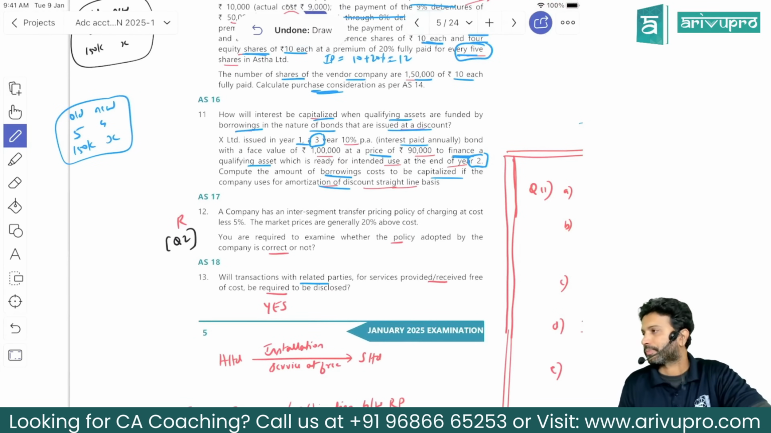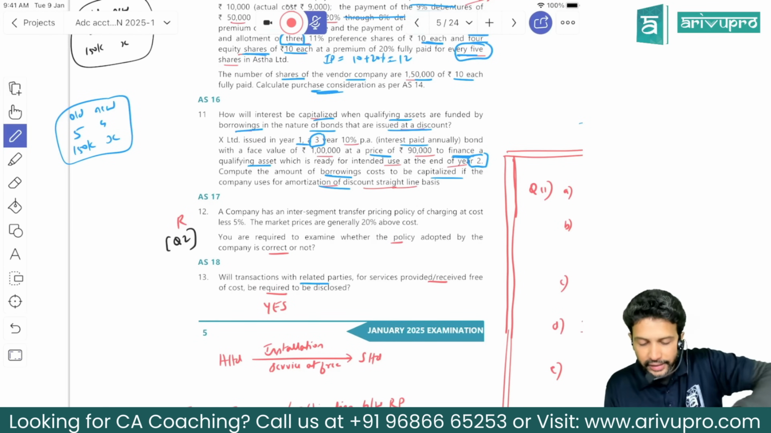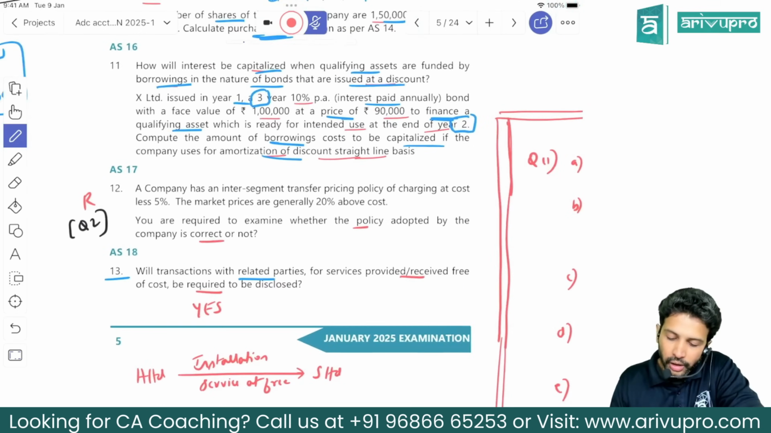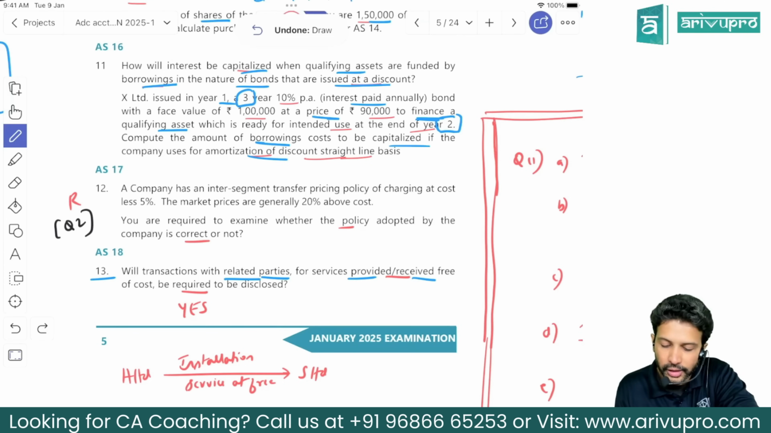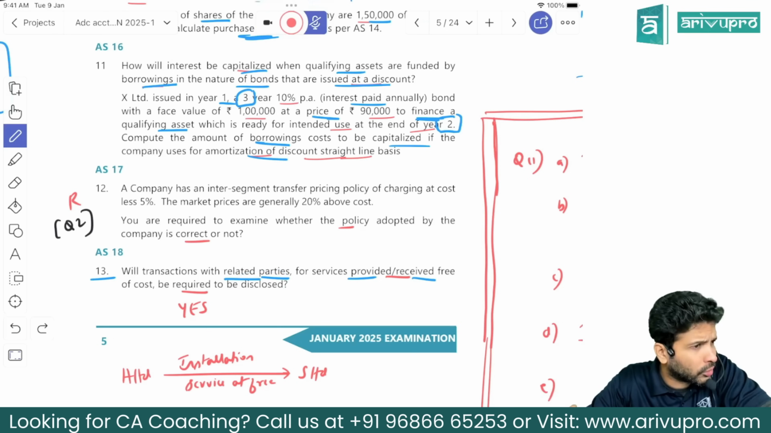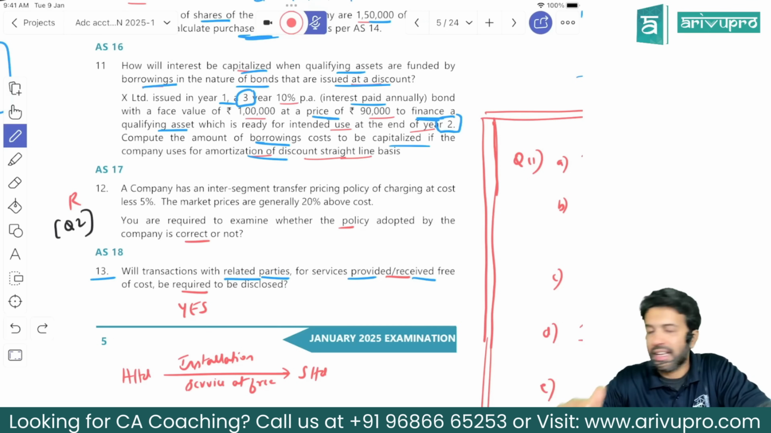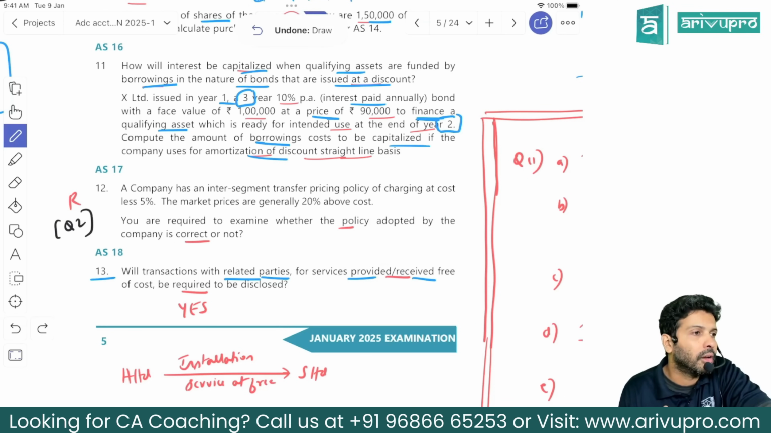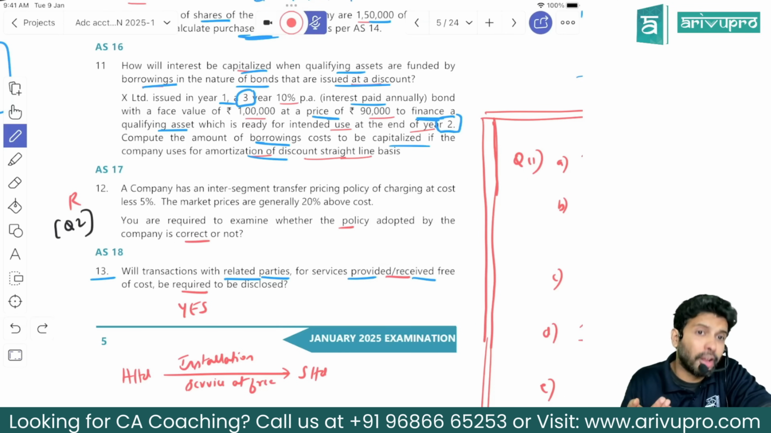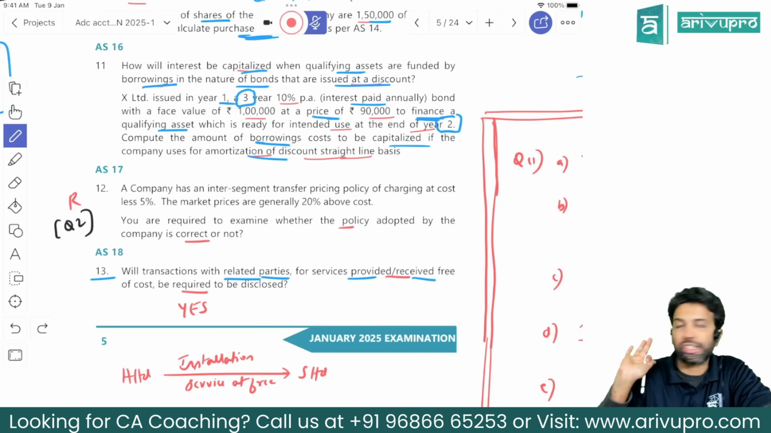AS18 I'll do now, that is question number 13. Will transactions with related parties for services provided or received at free of cost be required to be disclosed? Normally, for related party transactions, do we have to disclose? Yes. But they are saying this particular related party transaction happened at free of cost. We gave the service not by charging money, we gave it at free of cost. Still, should you disclose? This is what they're asking. You got the question? Alright.